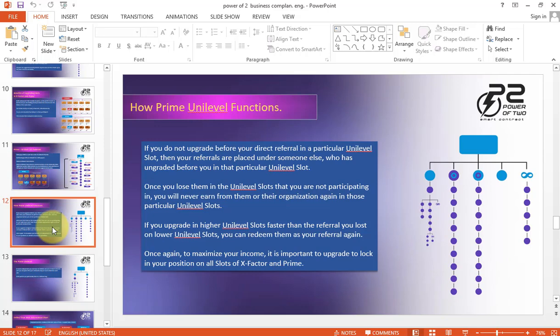Okay, so here is how Prime Unilevel functions. As I was explaining to you guys on how the Unilevel network can be built, deep and wide, this is a typical example of that. Here shows us the front line. This shows us you, and that is your partners on your front line.